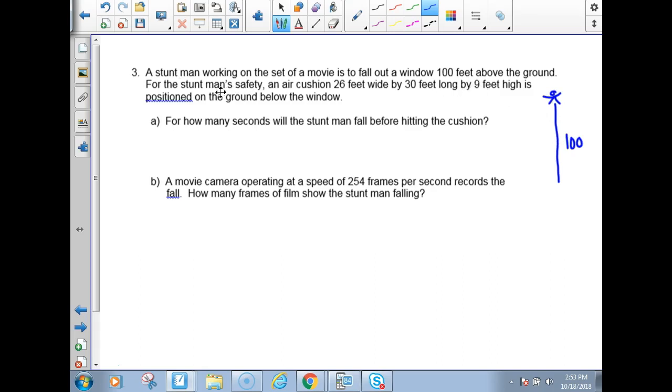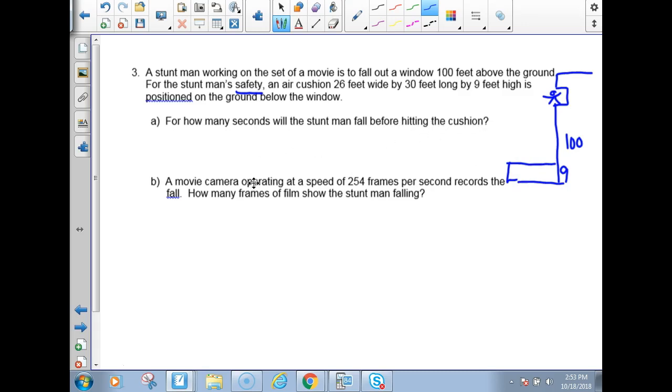All right, but for his safety, an air cushion, 26 feet wide by 30 feet long by 9 feet high, is positioned on the ground below the window. So he's coming out the window, and he's going to hit the cushion. How many seconds will the stuntman fall before he hits the cushion?